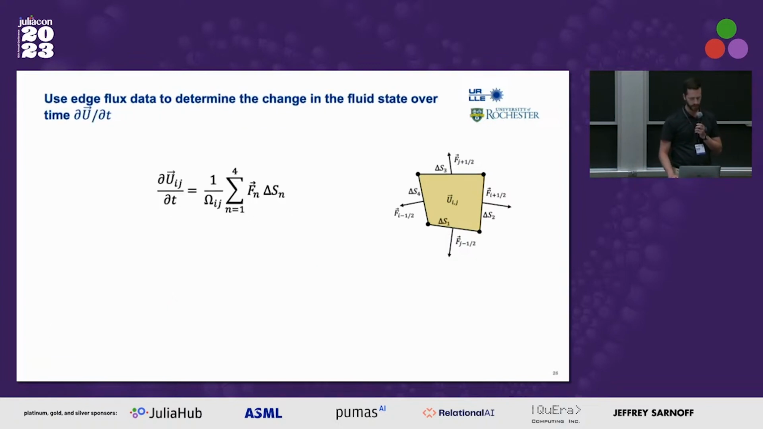And the final stage that we need to do is we have to sum up the contribution from all of the edges. So we just got the fluxes, the F values for each edge. We sum them up and divide by the volume.